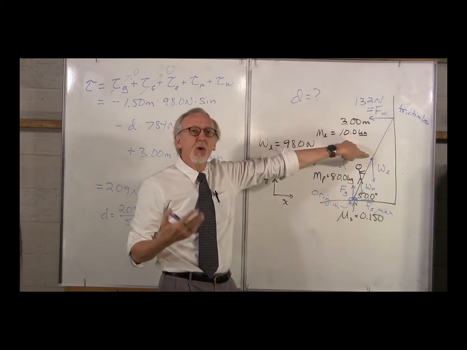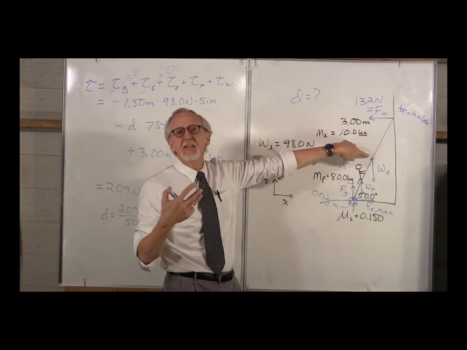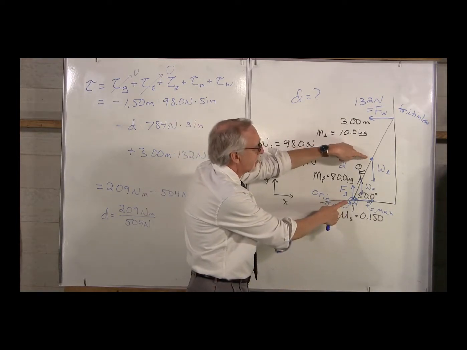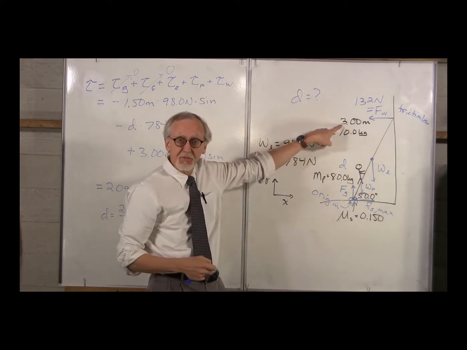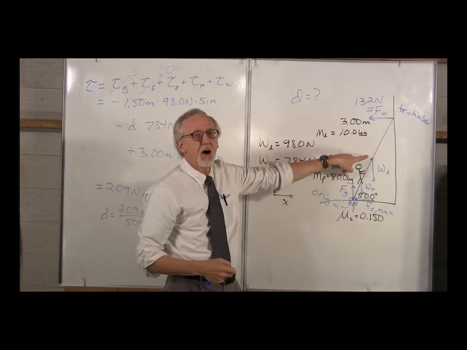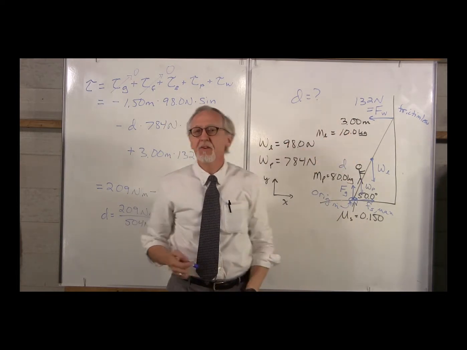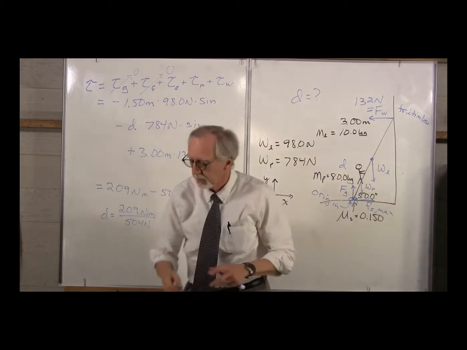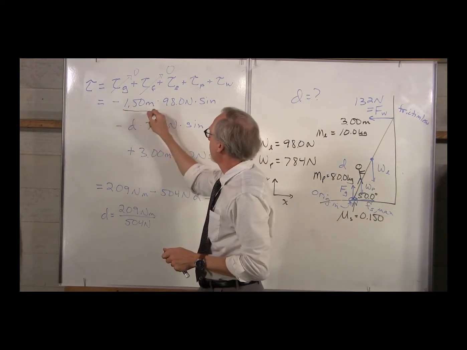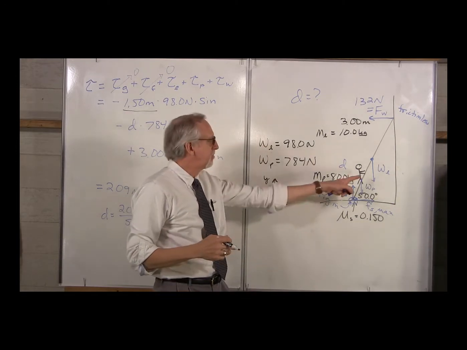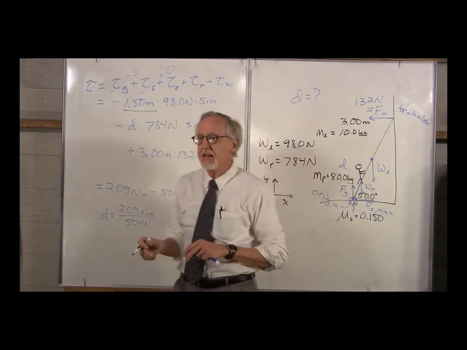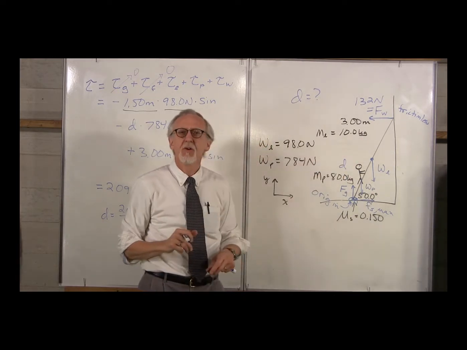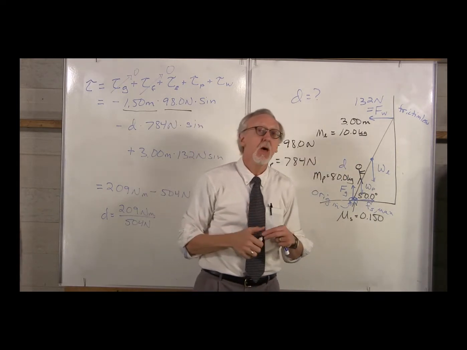Well, where does the weight of the ladder act? It acts at the center of the ladder. How far is the center of the ladder from the ground? The ladder has a length of 3 meters. So R for the weight of the ladder is 1.50 meters. What is the weight of the ladder? We already figured that out, 98 newtons, times sine of, what's the angle?